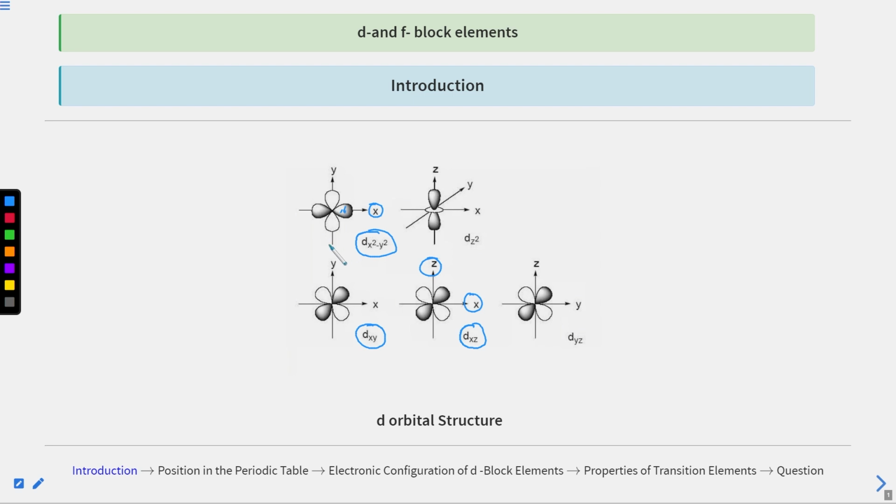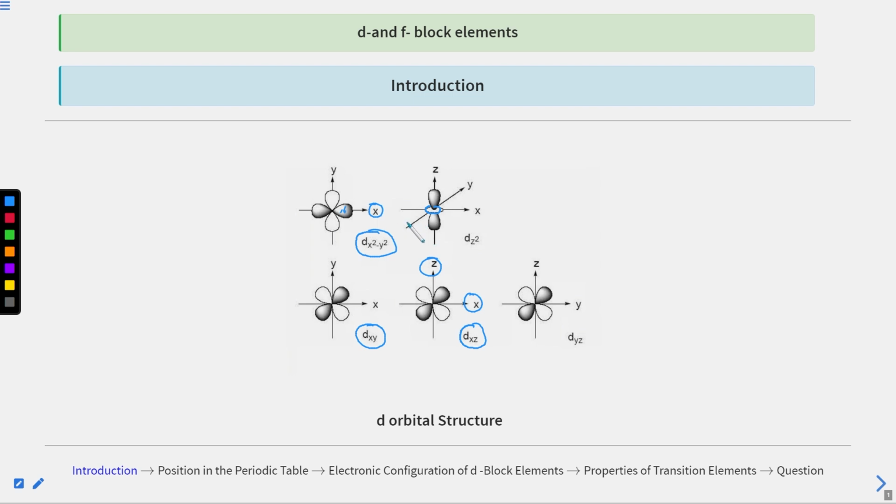Now, what about dz square? It is quite different. You can see that there are only two lobes here, only two lobes and a plane. This is a ring type structure, the one which you are looking at here. This is a ring type structure, and there are two lobes which are oriented on the axis.